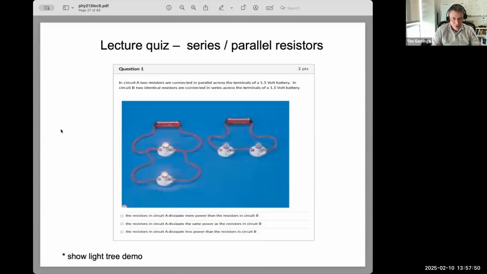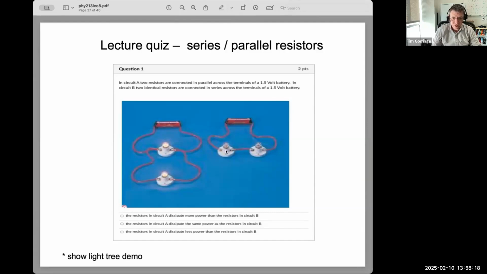Finally, here's a quick quiz question based on the circuits we've just been describing. We've got two circuits, one on the left and one on the right. The circuit on the left has a battery, 1.5 volts. The circuit on the right has a battery, 1.5 volts. The circuit on the left has a battery connected across two resistors, which are two lamps here, and the same is true of this battery on the right.